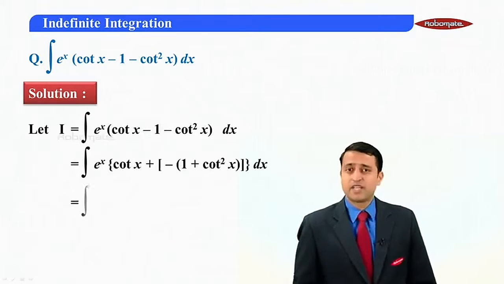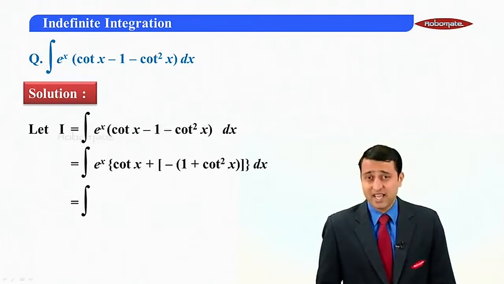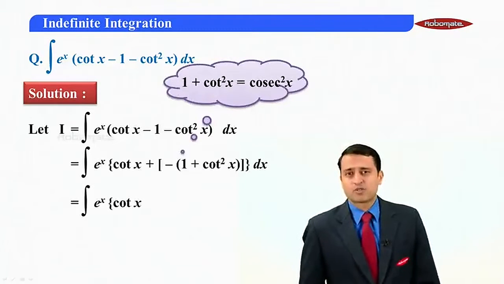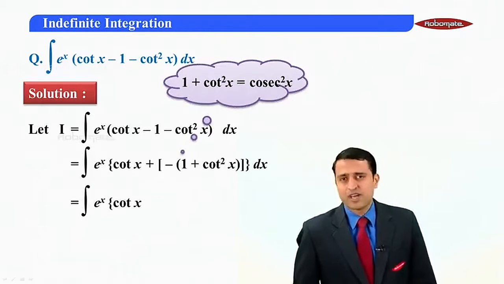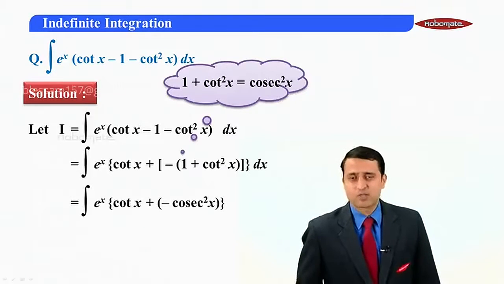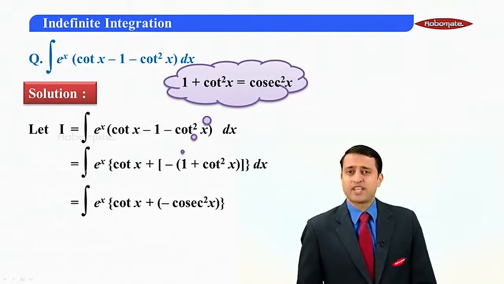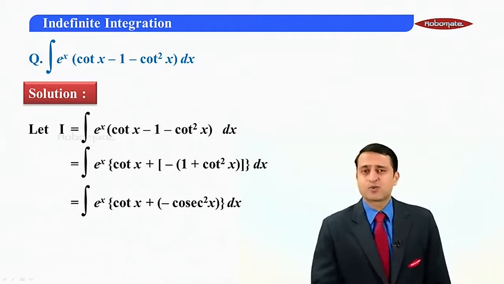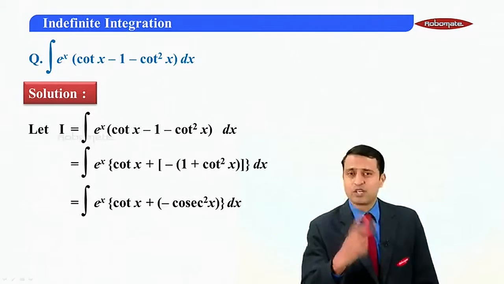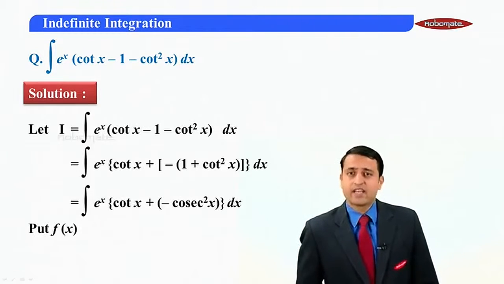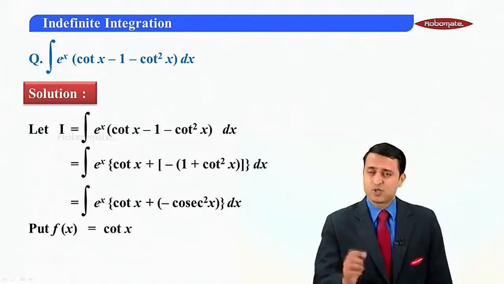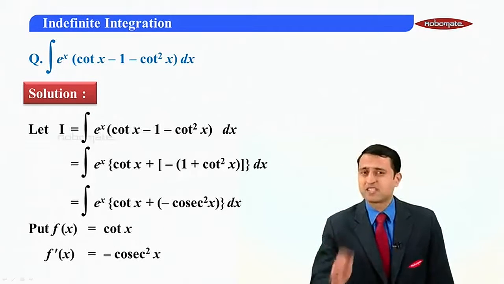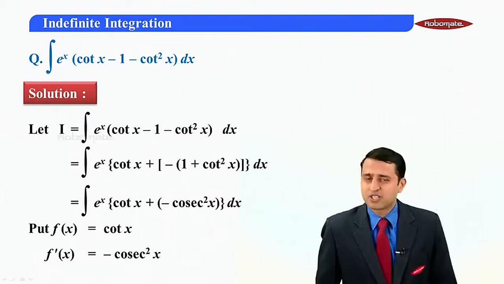So in the next step, integral e raised to x as it is, cot x as it is, and minus of 1 plus cot square x. 1 plus cot square x is nothing but cosec square, so we get minus of cosec square x and dx as it is. Now my dear students, after e raised to x, inside the integral I have two terms wherein I can take f of x to be cot x, so that f dash of x is nothing but cosec square x with a minus in the beginning. So minus cosec square x.